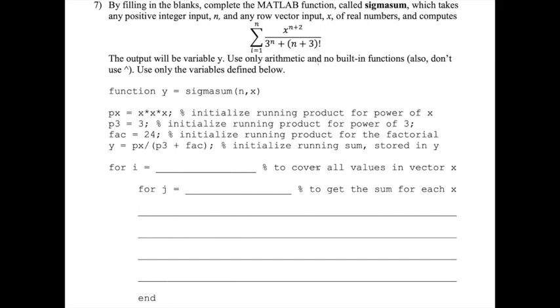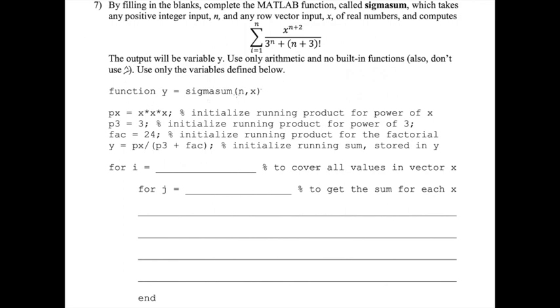Number 7 is going to ask us to fill in the blanks for this MATLAB function called sigma sum. It's going to take any positive integer n, and it's going to find this series sum with x acting as a vector. So our output is also going to be a vector, called y. So we have to fill in the blanks for this loop with only arithmetic and no built-in functions, and we're not allowed to use the power function as well.